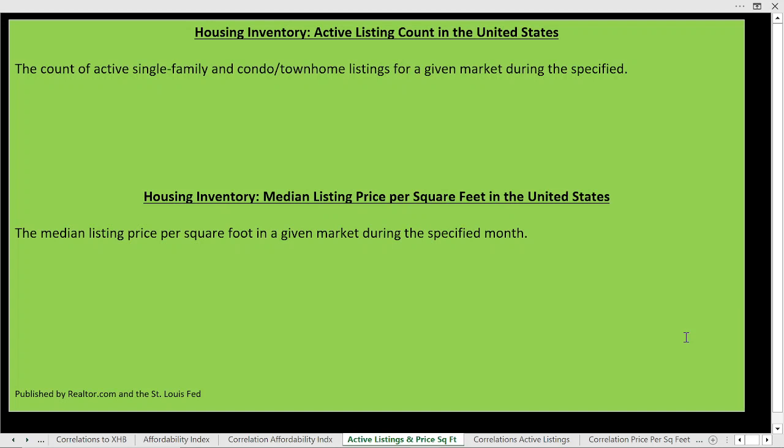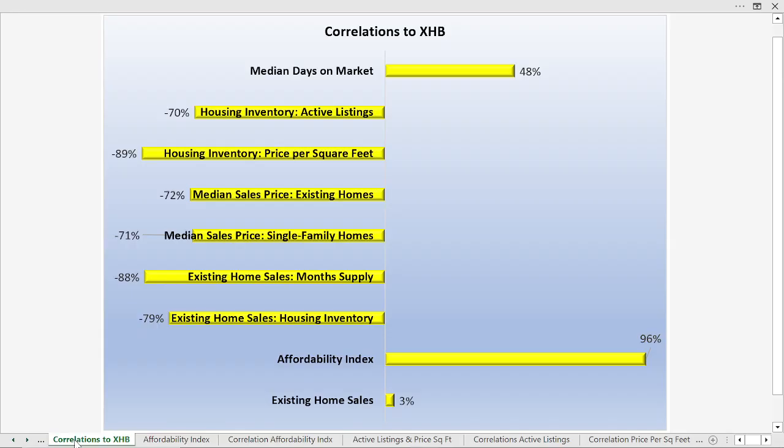And these numbers are published by Realtor.com and the St. Louis Fed. Now, also we should note there are very significant correlations to XHB. XHB is the S&P 500 Home Builder Index, made up of stocks that represent companies that create homes, produce homes, and developments. Now, the housing inventory active listings has a 70% negative correlation, and the housing inventory price per square foot has an 89% negative correlation.